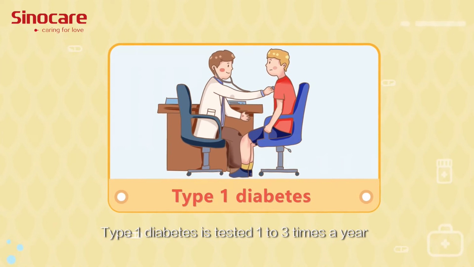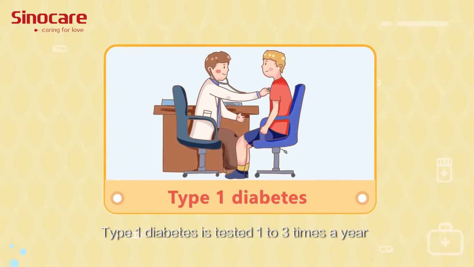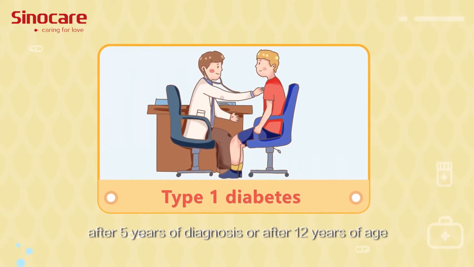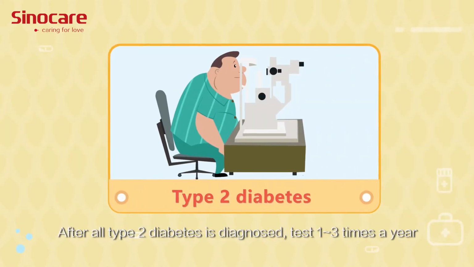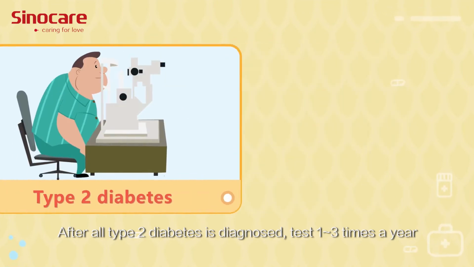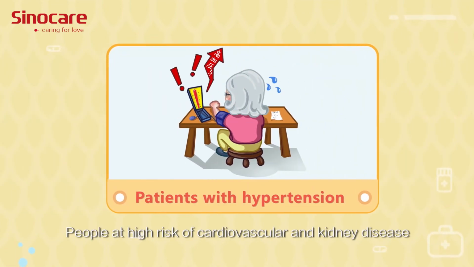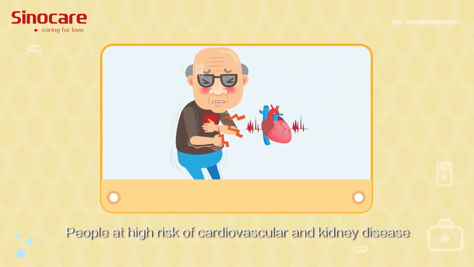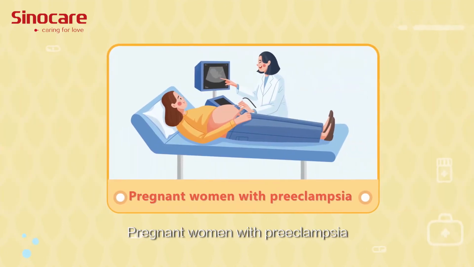Type 1 diabetes is tested 1 to 3 times a year after 5 years of diagnosis or after 12 years of age. After type 2 diabetes is diagnosed, test 1 to 3 times a year. Patients with hypertension, people at high risk of cardiovascular and kidney disease, and pregnant women with preeclampsia.